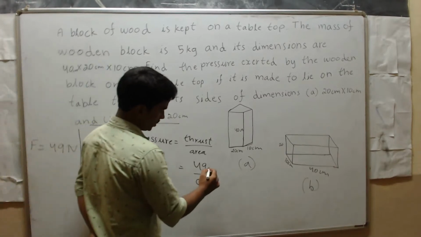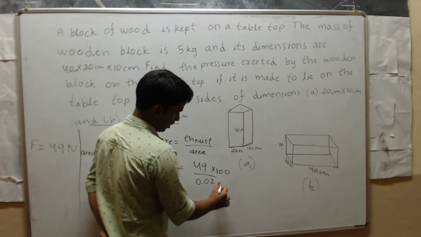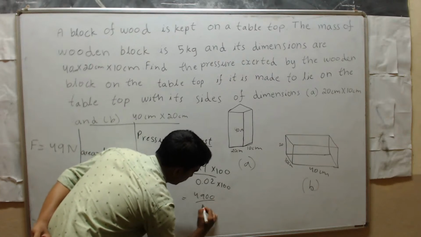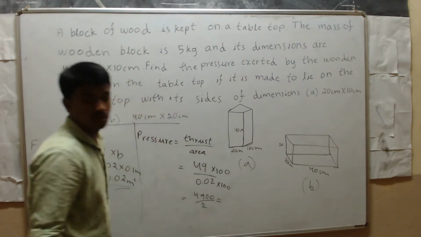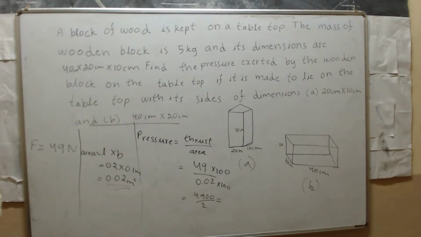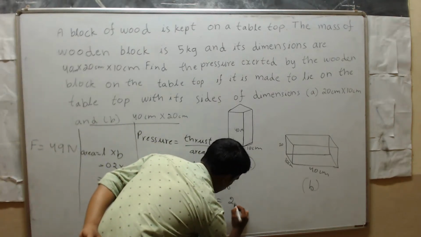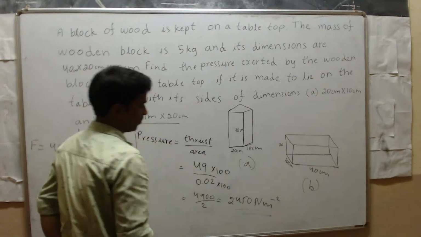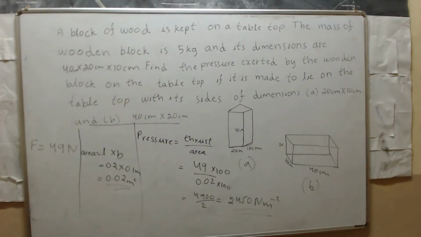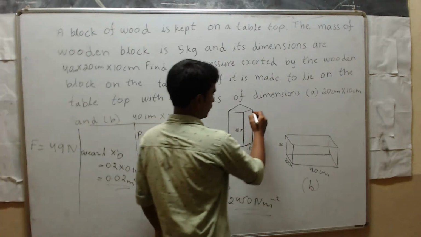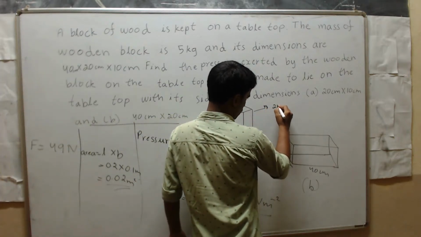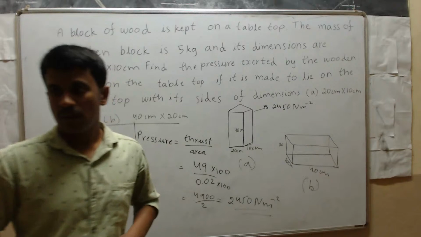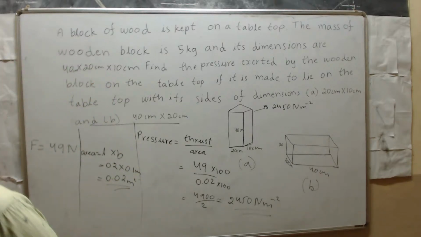If you don't know, just multiply here and here by 100 and 100. So you will get 4900 divided by 2. So the answer is 2450. Okay, 2450 Newton per meter square, or Pascal. I will write here, in this case, 2450 Newton per meter square.